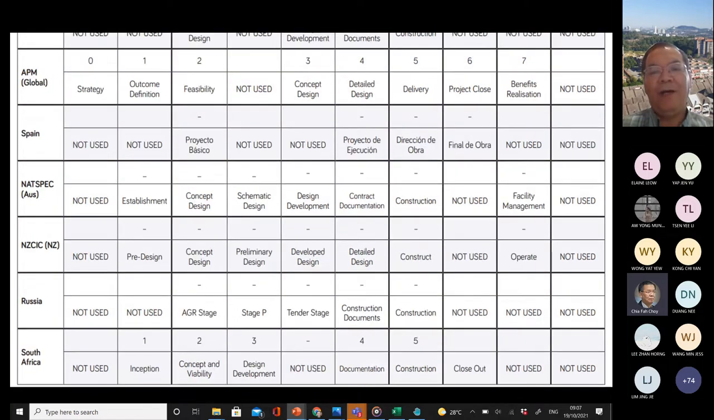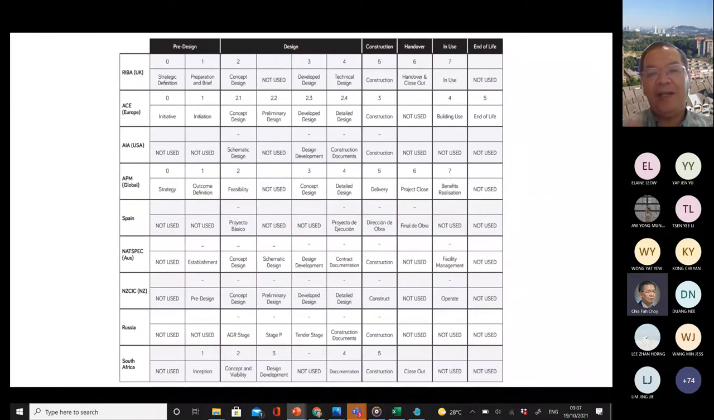All right. So what I try to show you on this slide is that different countries adopt different processes, but as a whole, we can conclude that it involves pre-design, design, construction, handover, in use, and end of life. End of life, for example, European countries are starting to use. European countries are more concerned with sustainability issues. So they have an end of life stage, but not all other countries, including the UK and USA, use end of life. They don't have the stage of end of life. So generally, most countries cover from pre-design, design, construction, handover, and in use.